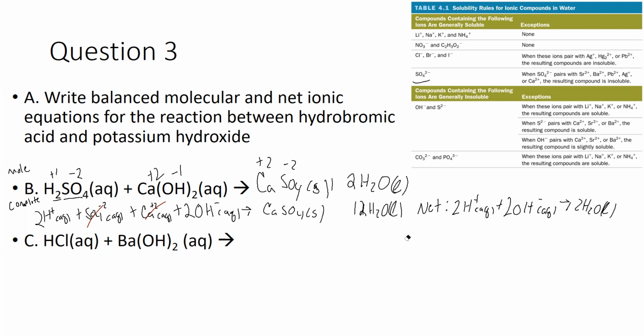And so my net is completely different. My complete and my net are now the same thing because nothing cancels on either side of the equation. So this is a precipitation reaction and an acid-base reaction. All right. Now HCl. Well, any questions about B until I go on to C, other than my obvious, it's Friday, blunder?